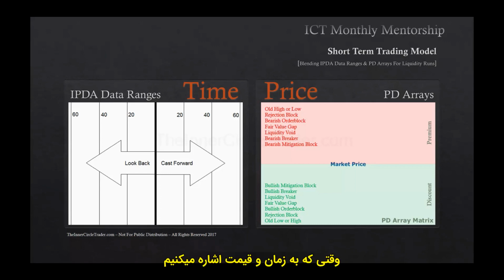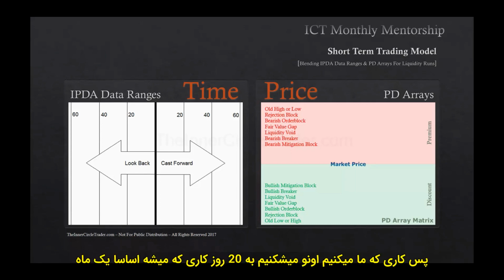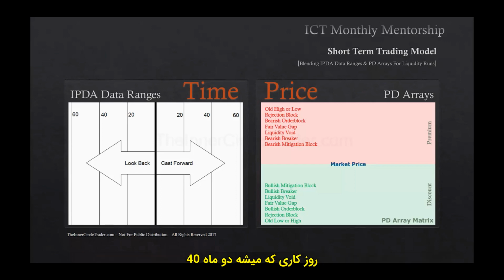When we refer to time and price, what we're doing is we're blending both the components just like the algorithm does. The algorithm has to go back a specific number of time. So what we do is we break it into 20 trading days, which is essentially 1 month, 40 trading days, which is essentially 2 months, and 60 trading days, which is essentially 3 trading months.